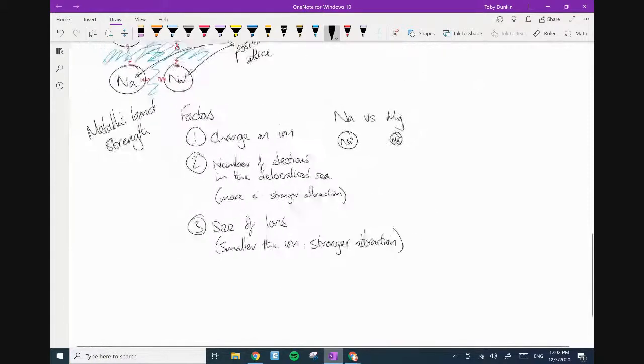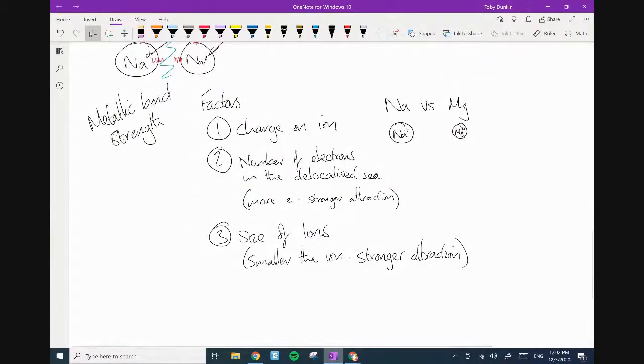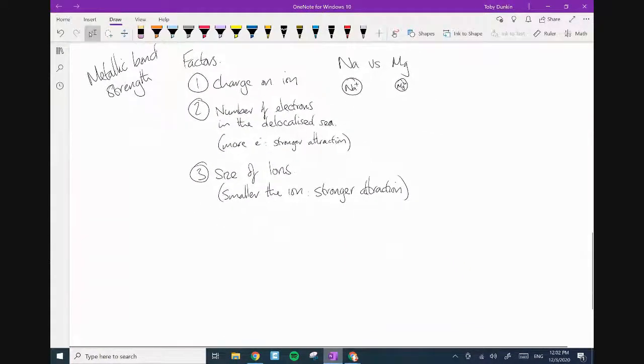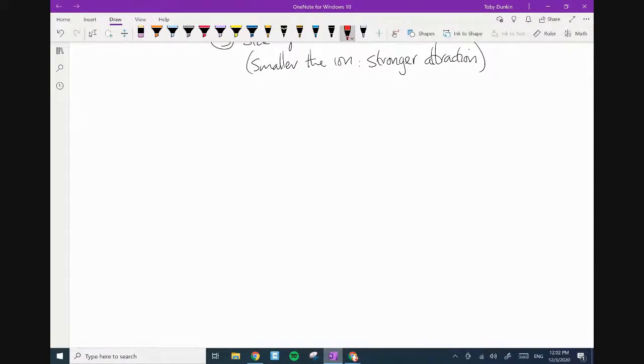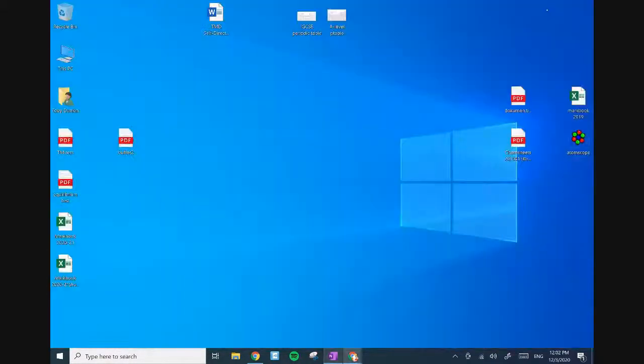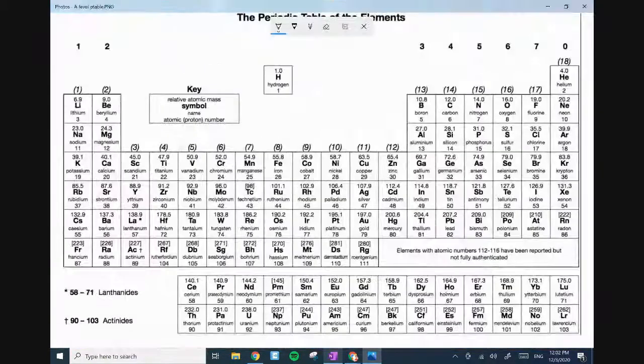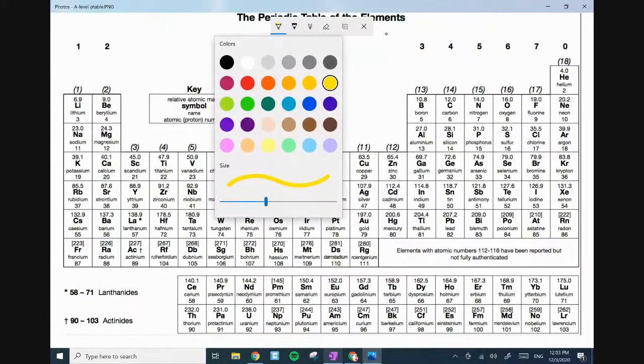Right, now that we've got all that boxed off, we can now compare every metal on the table because that's all we need. So let's do some comparisons. So let's go back to my beautiful, gorgeous periodic table. Look how beautiful it is. Let's choose 3 in a row, just for fun.